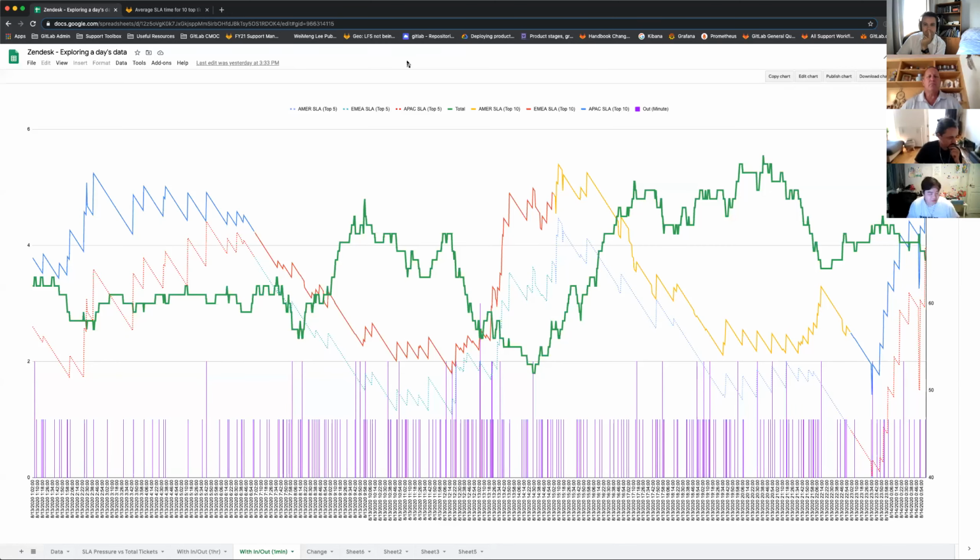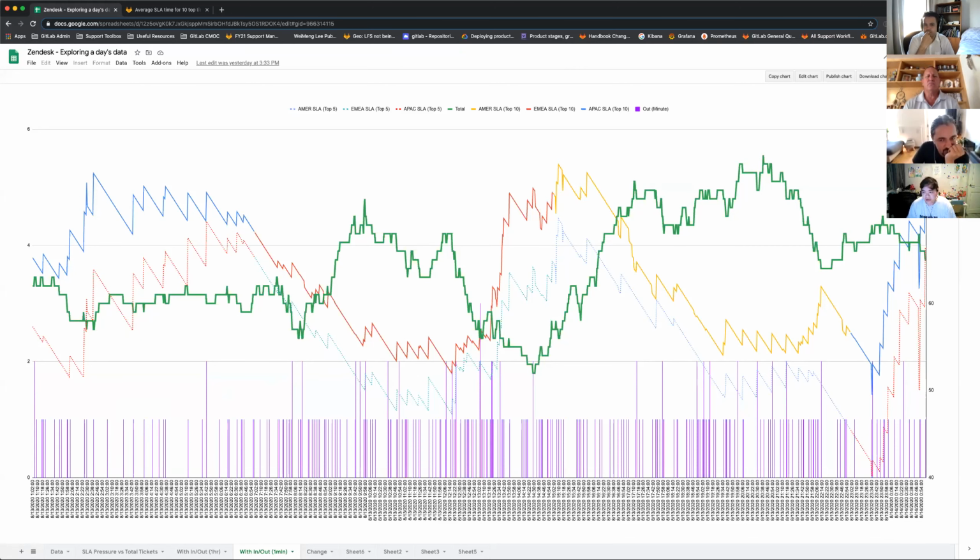Yeah. So this crazy graph is actually what our work in the self-managed with SLA queue looks like throughout a single day. This was from my Thursday last week. It starts from 1 a.m. UTC on the 13th of August all the way to 1 a.m. UTC on the 14th of August. So the green line is actually the total number of tickets in that queue.